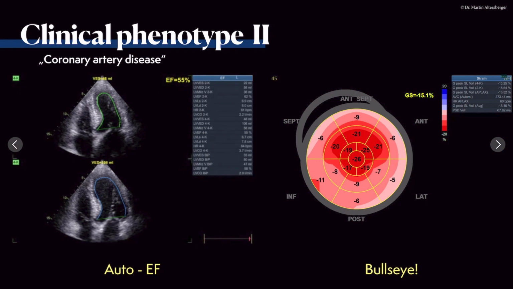In strain imaging, we see this bullseye display. We also have a reduction more in the basal segments. Here in the apical segments, we have somewhat of a spared area as well. And we have to note that the global longitudinal strain is minus 15.1%, so definitely in the reduced range of strain imaging.